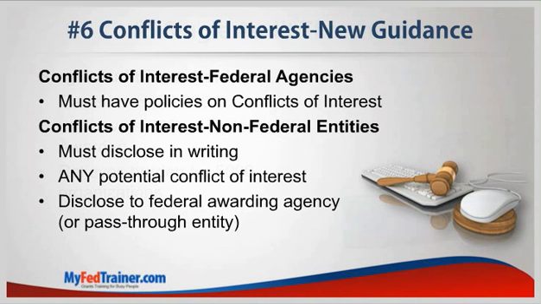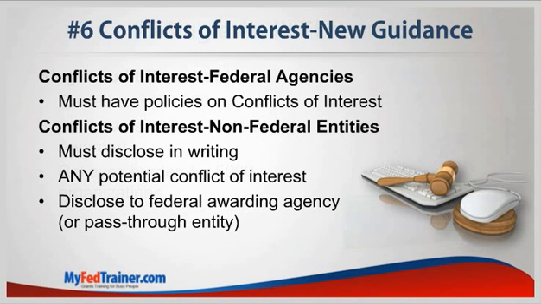But the other thing it's done is it's expanded the conflict of interest requirements for non-federal entities. Now, once again, non-federal entities are pretty much anybody who's not a federal agency. So in the old guidance, we had separate guidance for nonprofit organizations, separate guidance for institutions of higher learning and governmental units. Now, all of those are considered non-federal entity.